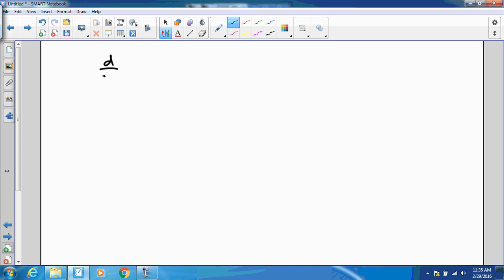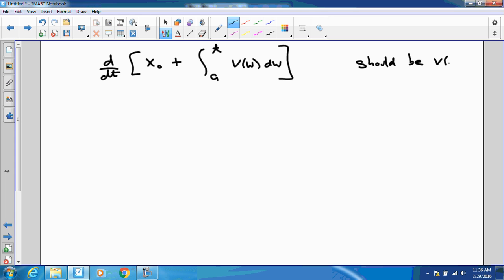I'm going to do this very generally. What I'm going to do here is to compute the derivative of x0 plus the integral from a to t of v of x dx. Or let me make it v of w dw so we don't confuse that with position. And what that's going to give me is the rate at which the position is changing. And I suspect that the answer to this question ought to be v of t. Is everybody following what I'm doing here?